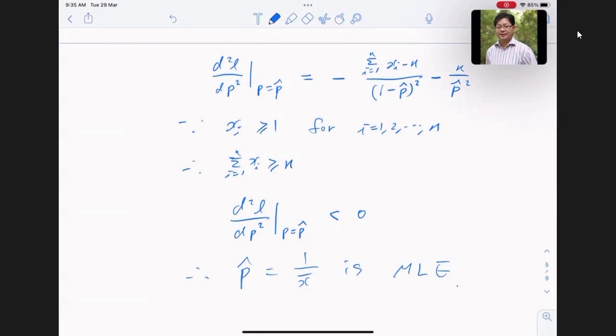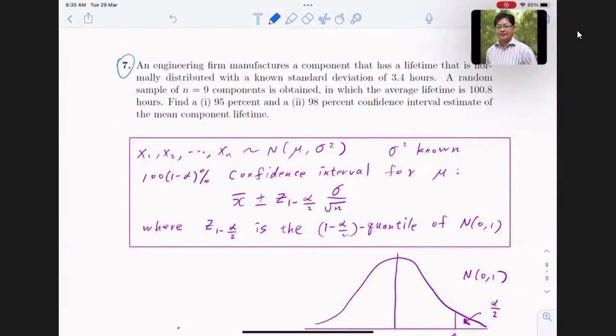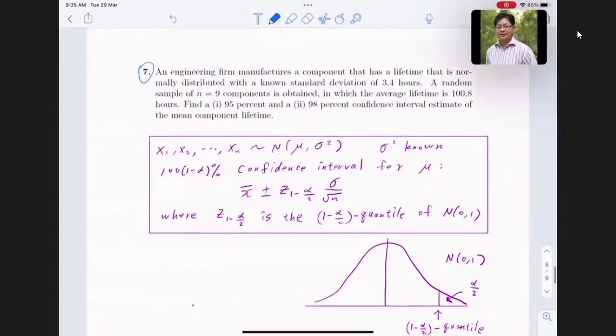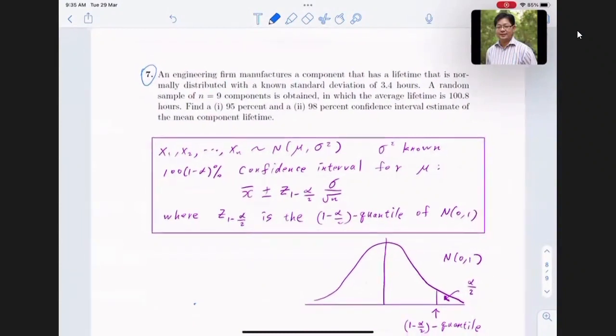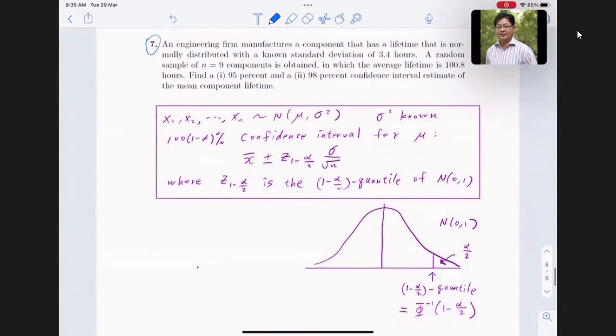So this is a general step to work out the MLE when you are given a probability model. Any question? Now maybe we still have a little time, so maybe we can work on question number 7, which is a typical question in which you are asked to find a confidence interval.